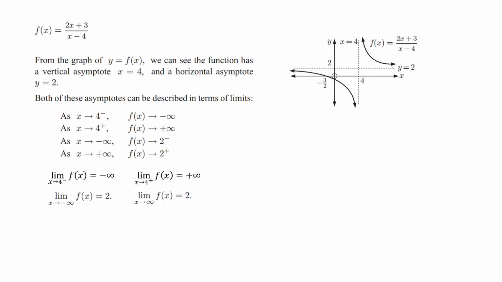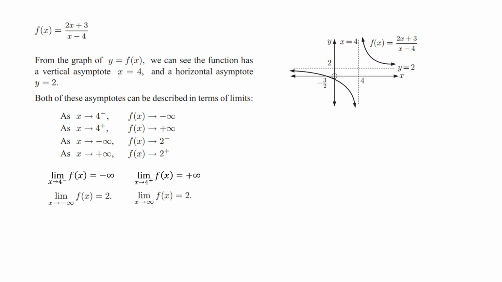And in grade 12, we have learned rational functions. So we are actually familiar with the idea of a limit from grade 12. From the graph of this rational function, we can see the function has a vertical asymptote x equal to 4 and a horizontal asymptote y equal to 2. Both of these asymptotes can be described in terms of limits.